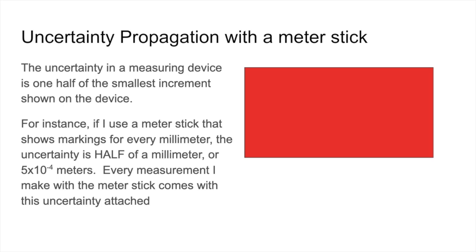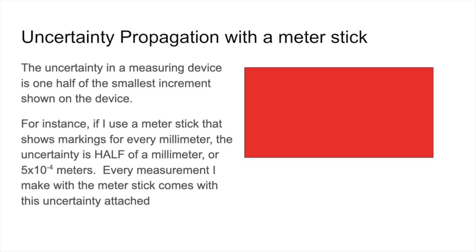For instance, a typical meter stick shows you a marking every 1 millimeter. That's the smallest piece of information you can get: a measurement down to the level of millimeters. So the uncertainty is half of that, because you're expected to round to the smallest measurement you can see. So if I'm using a typical meter stick, my uncertainty is half of a millimeter. Written in scientific notation, that's 5 times 10 to the minus 4 meters.